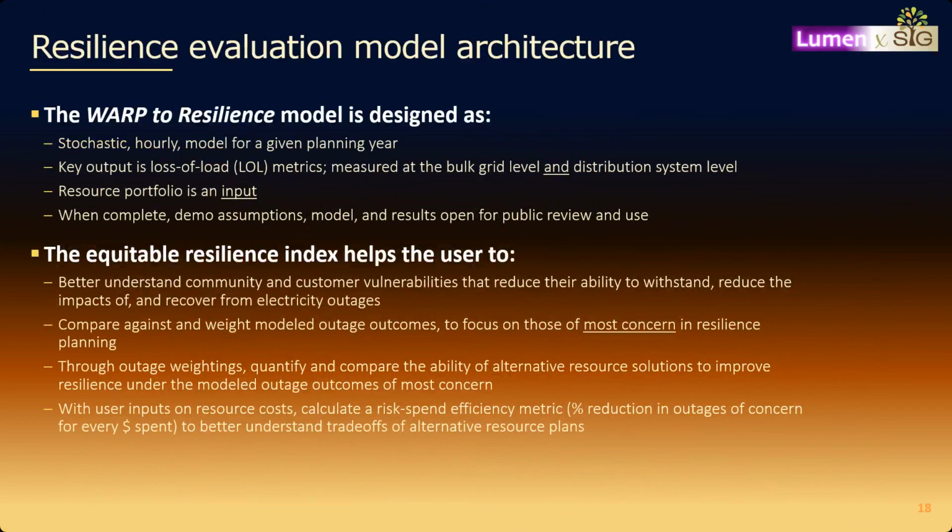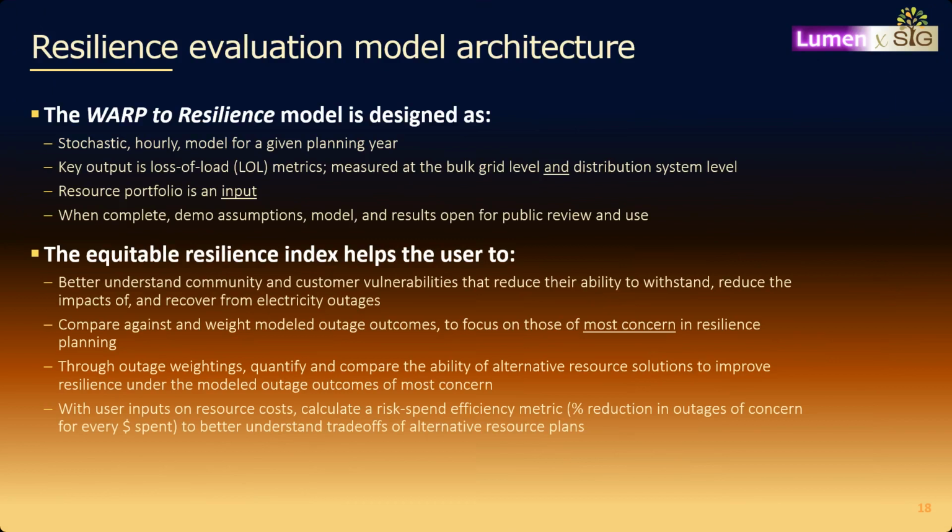So the warp to resilience model is designed as a stochastic hourly model, which simulates the potential outcomes of 8760 hours of a given planning year. So we focus on 3 snapshots: the current infrastructure as is, and the corresponding resilience results. A long-term future around mid-century where California is aspiring with an ambitious target of 100% clean energy. And then a midpoint that highlights the transition in place.